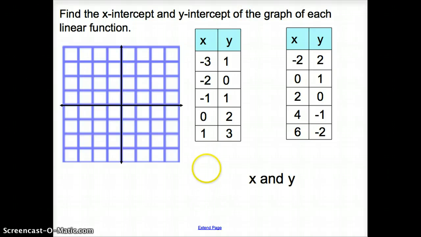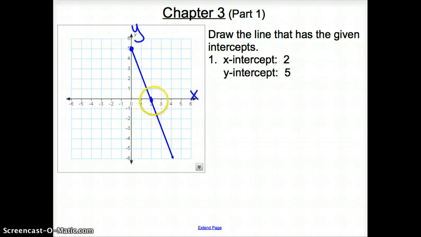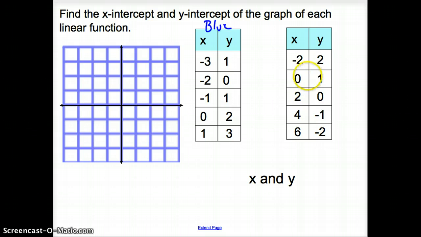Moving on, now we are asked to find the x and y intercepts on the table, and then we graph them. Well, I'm going to start off with this table in blue, so I'm going to graph this line in blue. Now, these are all points on the line. If we go back to our first example, on my x-axis, what was y? Y was 0. So, let's find where y is 0. Well, here's y is 0, and that is going to be my x-intercept. My x-intercept is -2, so I'm going to put a point on -2.